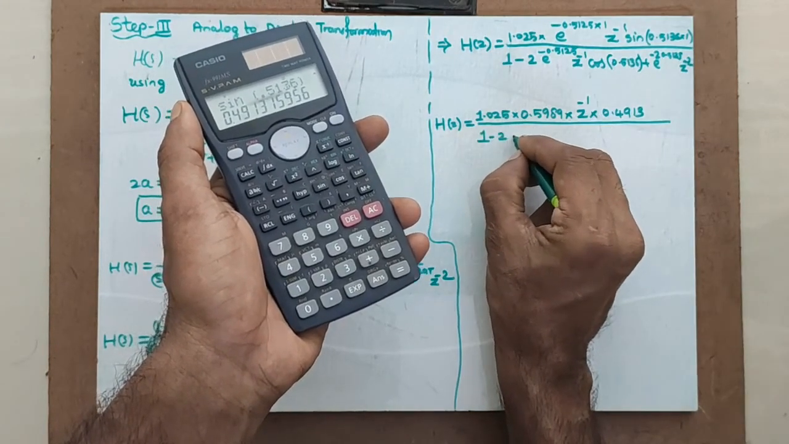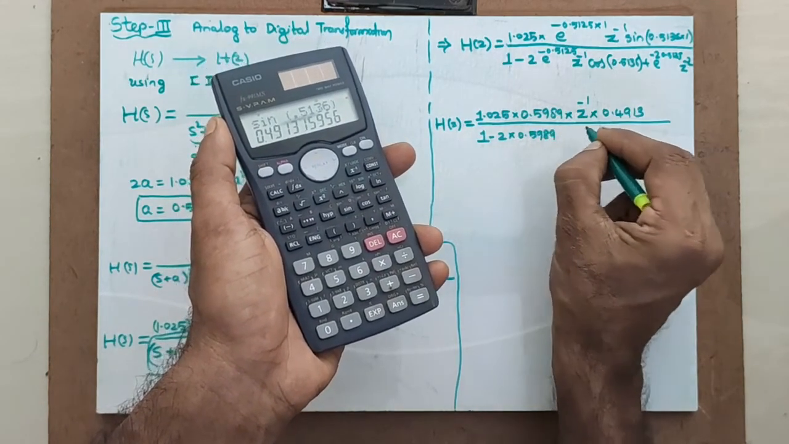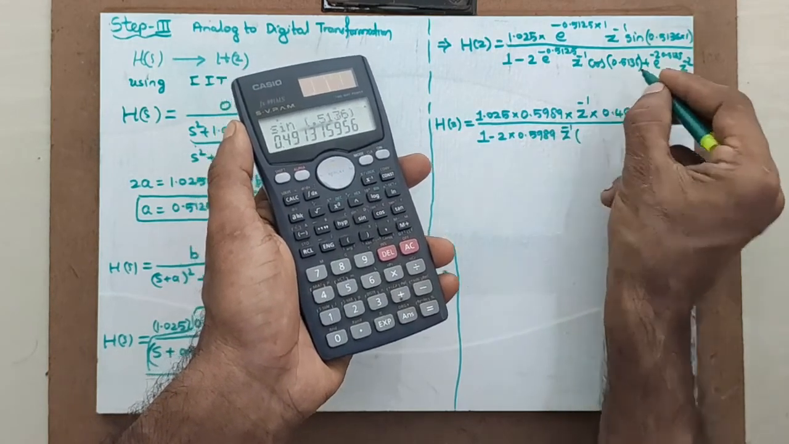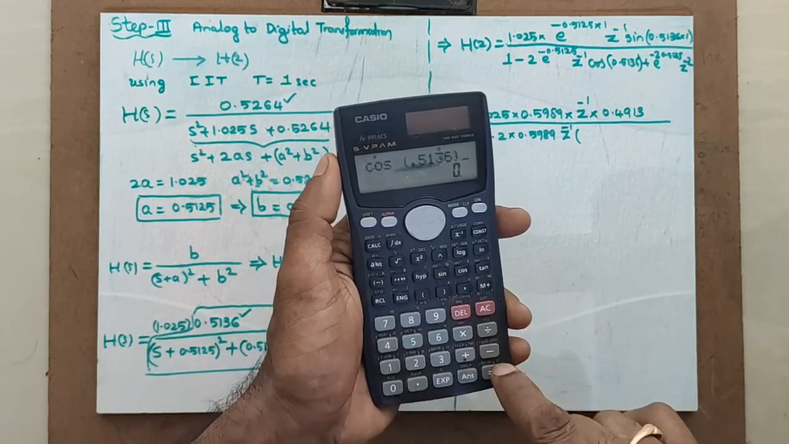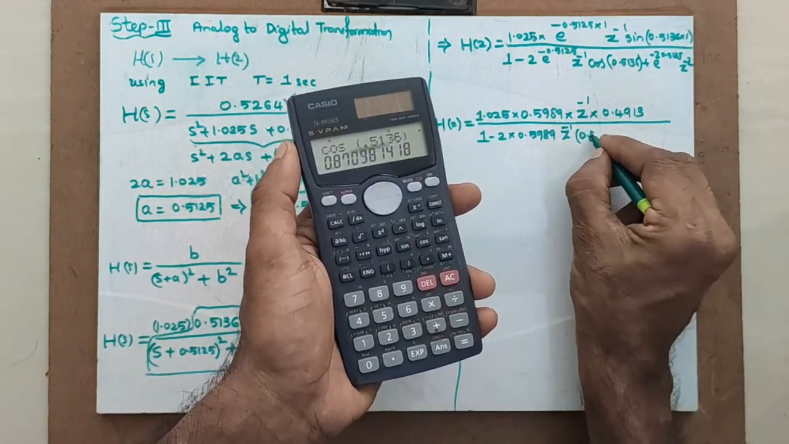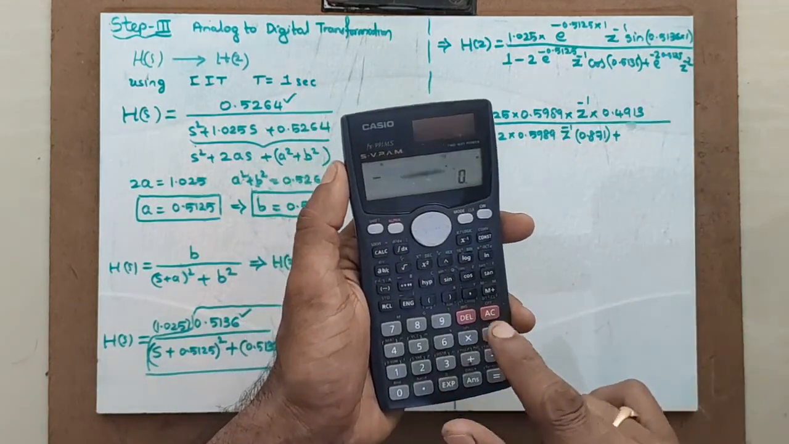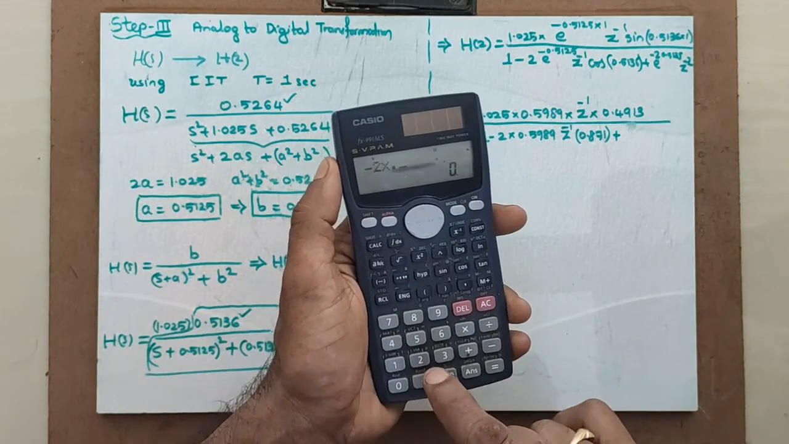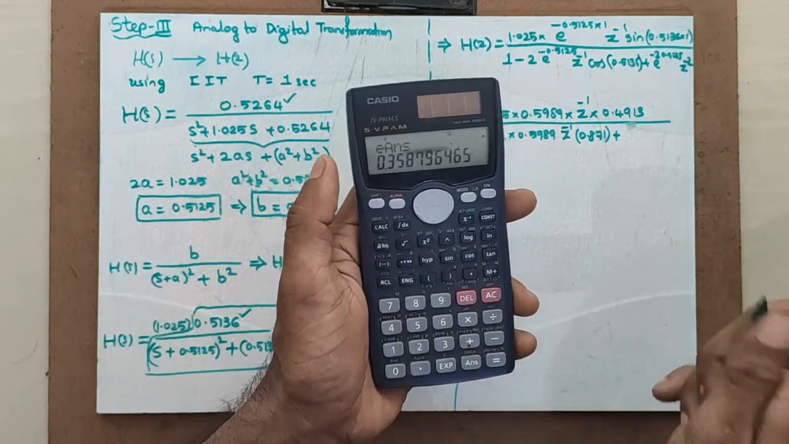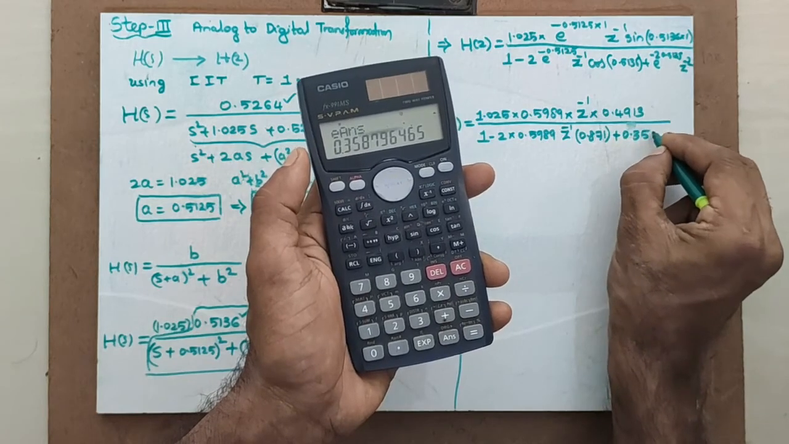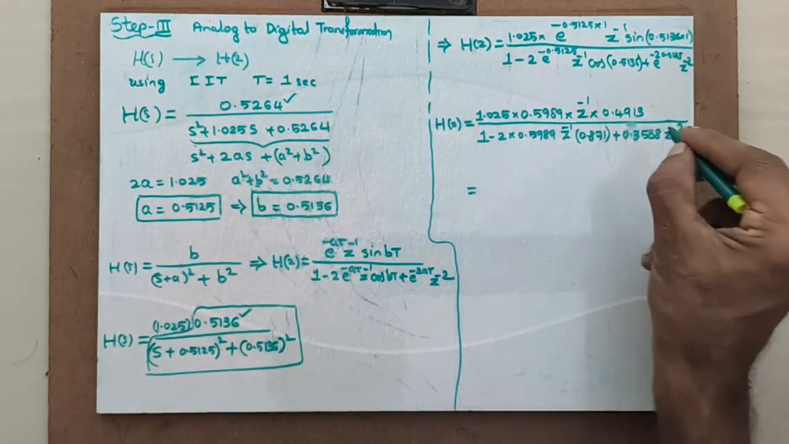1 minus 2 e raised to minus 0.5125. It is already found, 0.5989, z raised to minus 1 into cos 0.5136, which is 0.871, plus e raised to minus 2 into 0.5125, answer 0.3588, z raised to minus 2. Okay, hence you multiply these all and get me the answer.